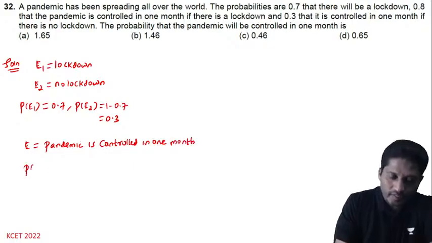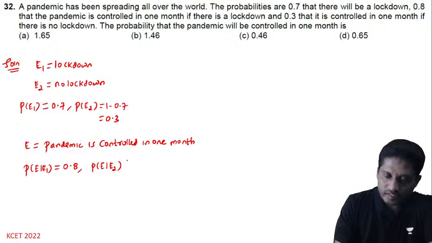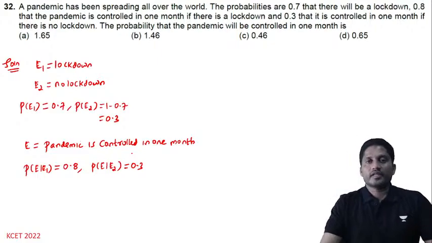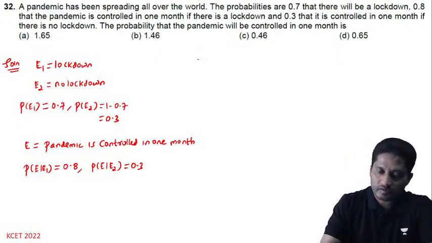Now probability of E given E1 is equal to 0.8, right? And pandemic control in 1 month given that there is no lockdown, probability of E given E2 is equal to 0.3. The probability that the pandemic will be controlled in 1 month. So total probability, I should find out P of E.